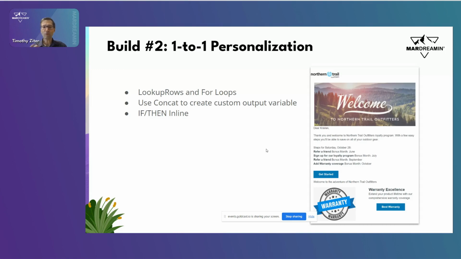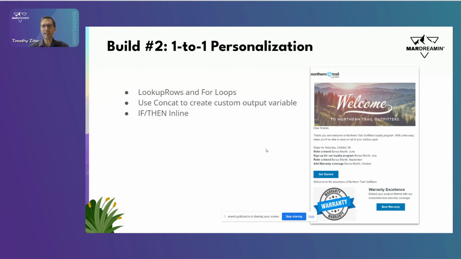So every loyalty member has different steps. They could have 2 steps, they could have 3 steps, they're all different. And so what we want to do is we want to have this email output all of those custom steps on a subscriber by subscriber basis. So we're going to use the advanced lookup rows function for that. We're going to use the concat function to output that entire section of customized content.